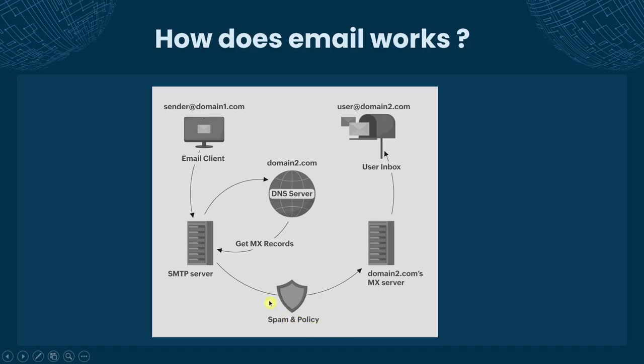In between, we can have a spam gateway. A spam gateway is something like an email filtering system, and it filters the good and bad emails. It blocks the bad emails and sends the good emails to the recipient mail server. In this case, domain2.com is the recipient email server. Once the domain2 SMTP server receives the email, it sends it to the user inbox.